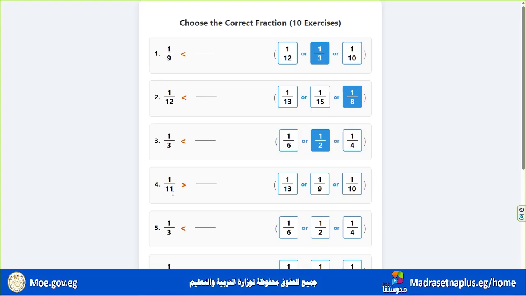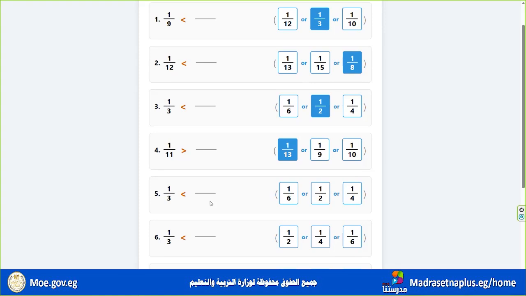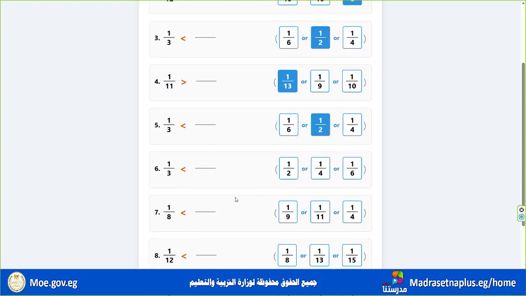1/11 is greater than 1/13, but smaller than 1/10 and 1/9. Question 5, 1/3. We got it before. 1/3 is smaller than 1/2, but greater than 1/4 and 1/6. Yes, we got it before, 1/2.